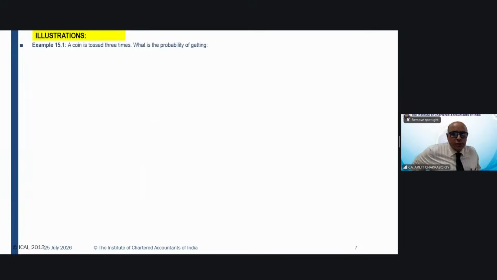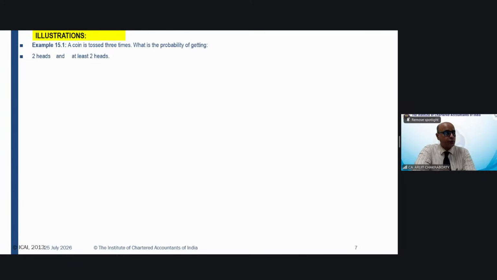It's just a process of understanding. Just keep your concentration, listen very carefully, and slowly we will be reaching a stage when we will start solving the problems. So here is the first question from the ICAI illustration. Example 15.1, a coin is tossed 3 times. What is the probability of getting 2 heads?